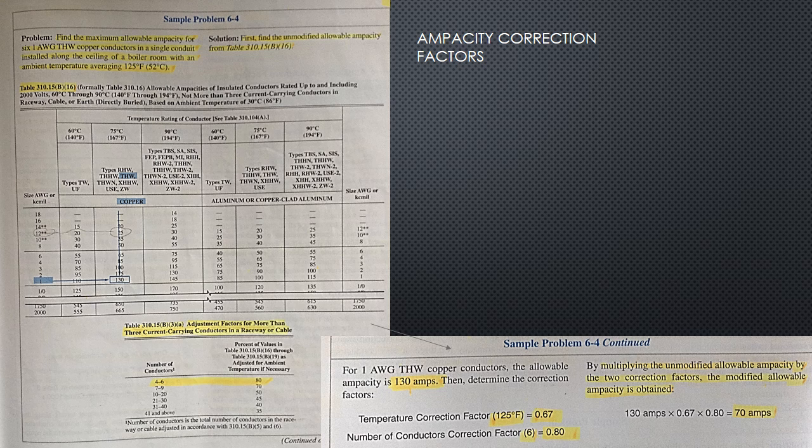Then determine the correction factors. Temperature correction factor for 125 degrees Fahrenheit equals 0.67. The number of conductors correction factor, in this case 6, equals 0.80. So by multiplying the unmodified allowable ampacity by the 2 correction factors, the modified allowable ampacity is obtained. In this case, we get 70 amps, or 130 amps times 0.67 times 0.80, which is 70 amps.